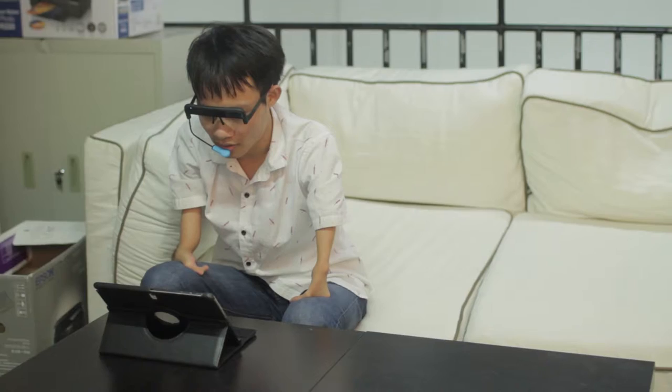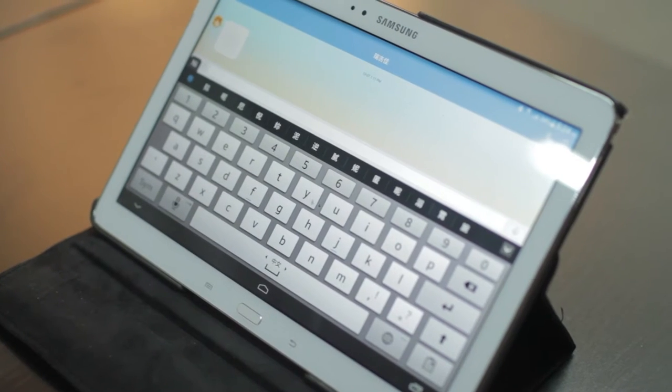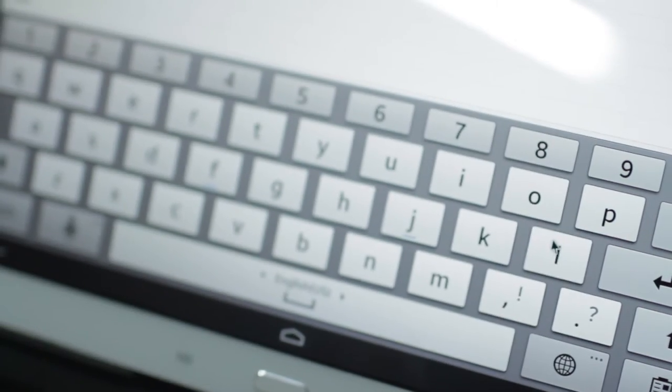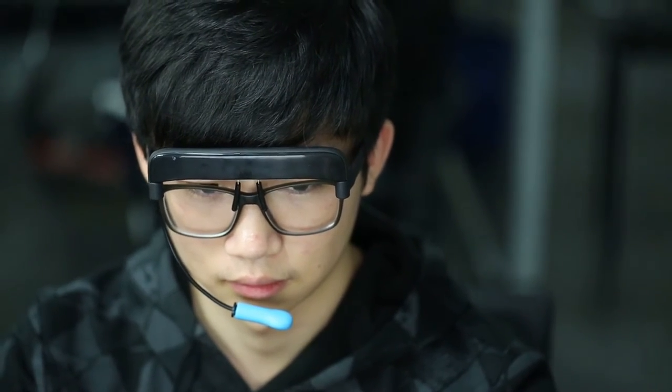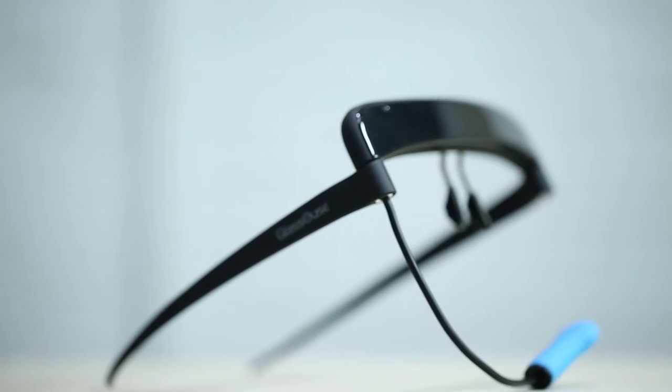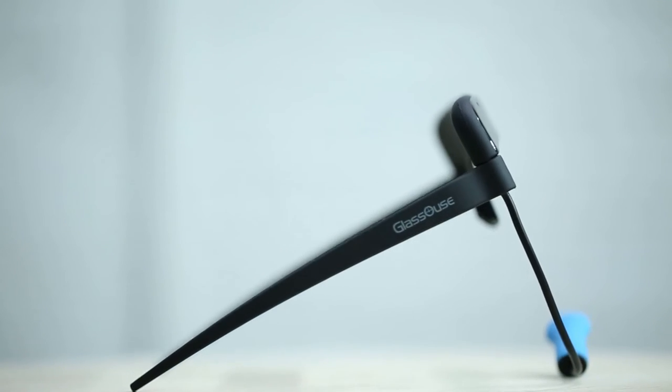Glassouse is very light. It is less than 50 grams. You can use Glassouse 7 to 10 days without any charge. Glassouse is also convenient with glasses usage. Glassouse is comfortable and durable.